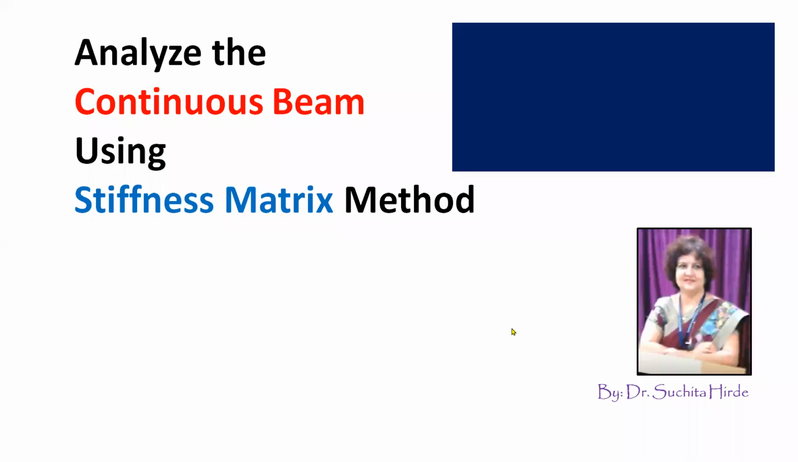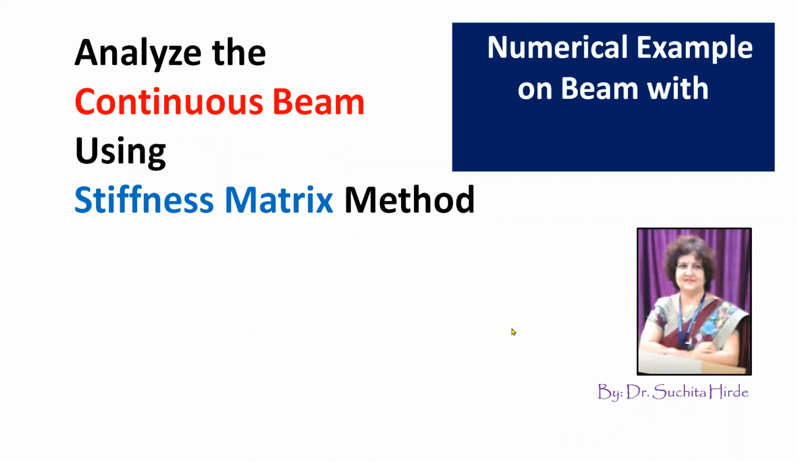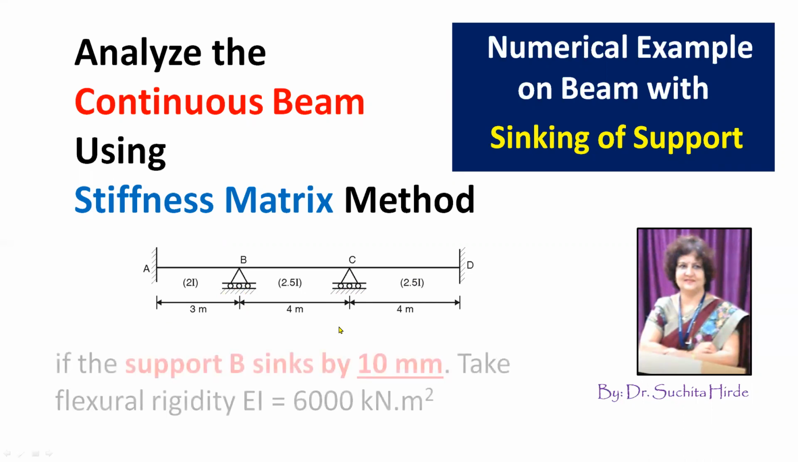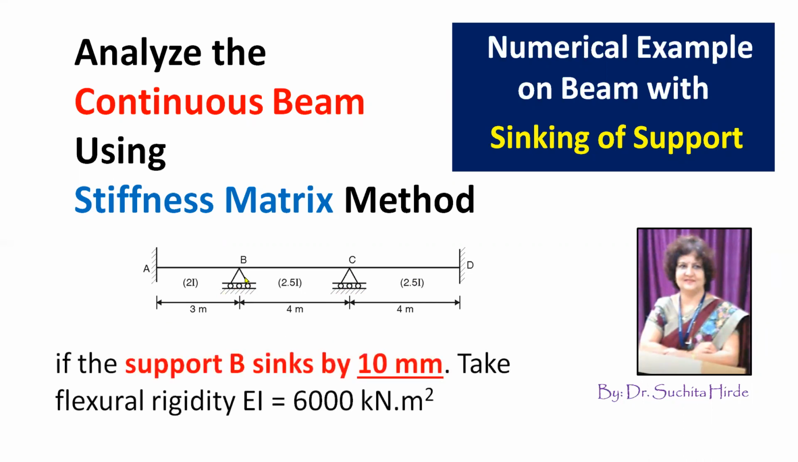Now to understand the concept of sinking of support and how to solve the numerical example on beam with sinking of support, we will consider this beam A, B, C, D with fixed support at A and D and simple supports at B and C. The flexural rigidity is different for different members. There is no load on this beam. There is only sinking of support B by 10 millimeter. So this support B goes down by 10 millimeter.